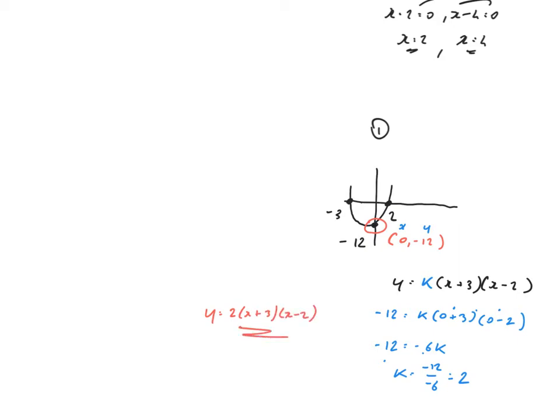So how did I do it again? First of all, a root of -3 comes from the bracket x + 3. A root of 2 comes from the bracket x - 2. I put my proviso k in front. I've then got an extra point in the question, which is (0, -12). When x equals 0, y equals -12, sub that in, and that allows me to find k. So -12 = k(0 + 3)(0 - 2). 0 + 3 is 3, 0 - 2 is -2. 3 times -2 is -6, so -6k = -12. Bring the -6 down, divide, and that gives me 2, and there's the final answer.